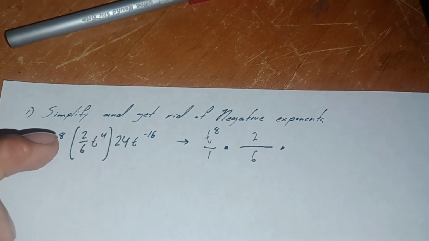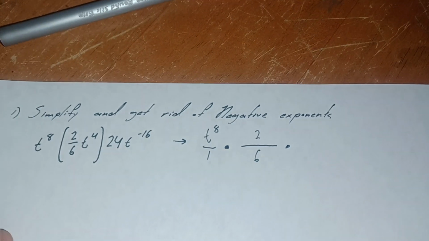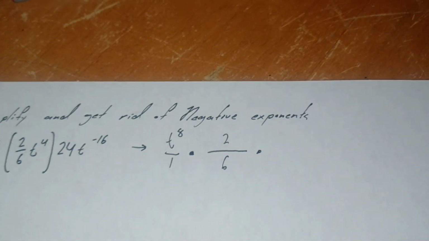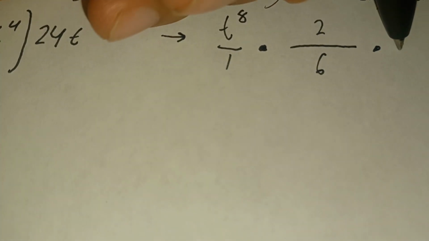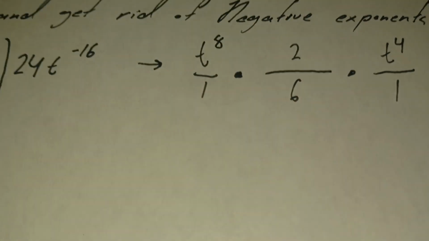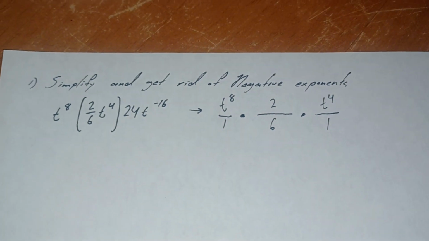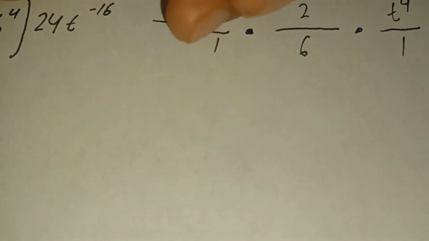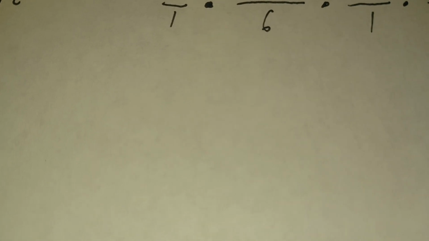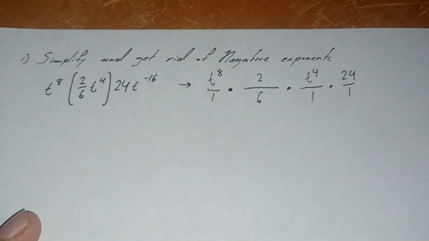So now 2 divided by 6, 2 over 6, times t to the 4th, which is t to the 4th divided by 1, just like that. And then we have 24, 24 divided by 1 is 24, multiplied by 24 divided by 1. And then we got t to the negative 16.